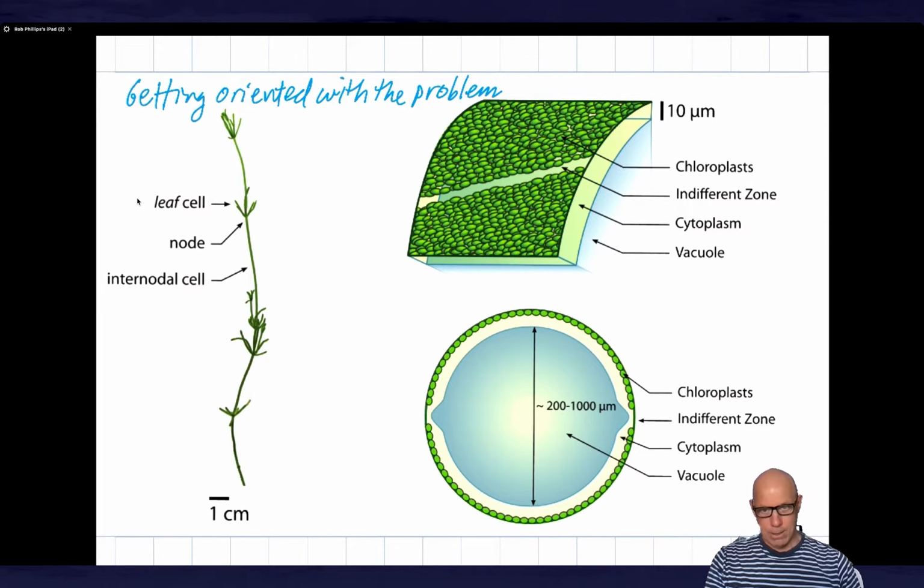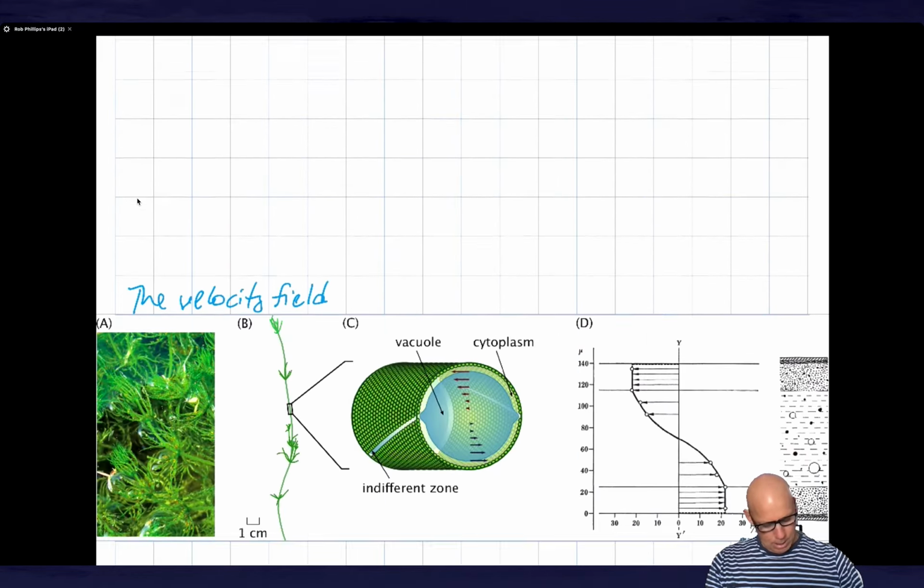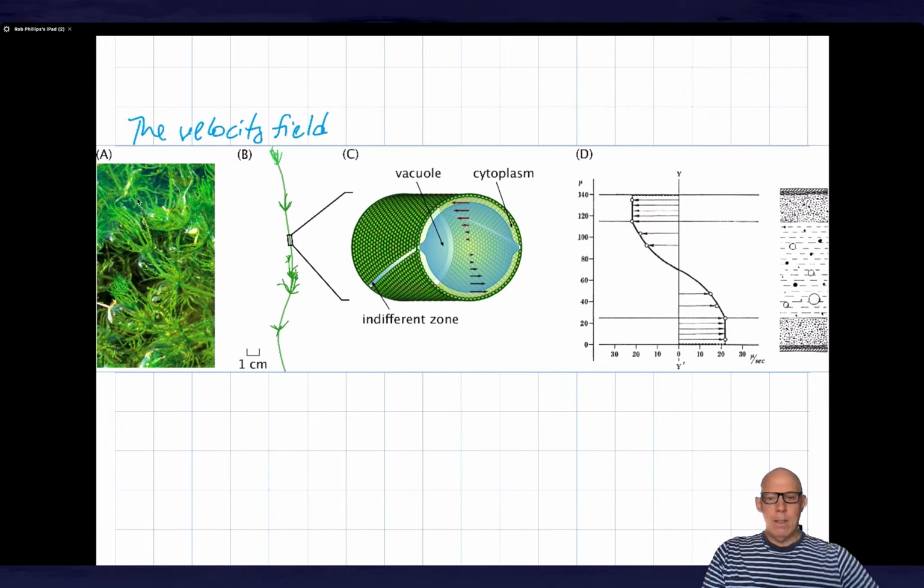Just as a reminder, these long segments here are single cells, and as you can see in this diagram, they have a diameter of between 200 and 1,000 microns. And as I showed you in one of those videos, there's a motion such that on one side of the cell, the motion is upward, on the other side it's downward, and there's a zone of indifference between those two regions.